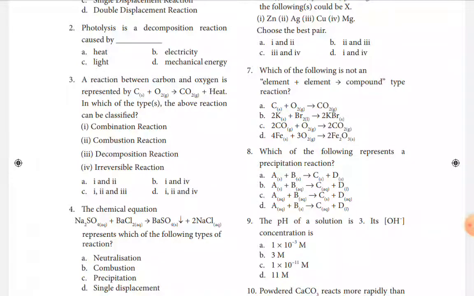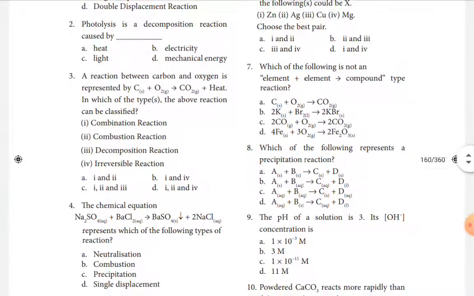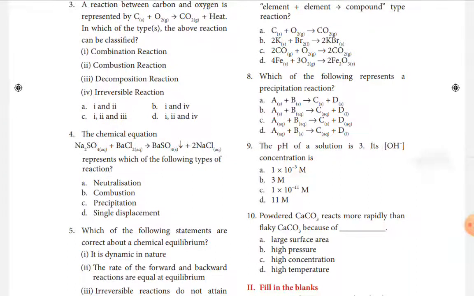Then the chemical equation: sodium sulfate plus barium chloride gives barium sulfate plus sodium chloride. See here that the product barium sulfate is given with a downward arrow mark, which represents precipitation. A downward arrow means the product formed is an insoluble solid, called a precipitate. So it is a precipitation reaction, option C.